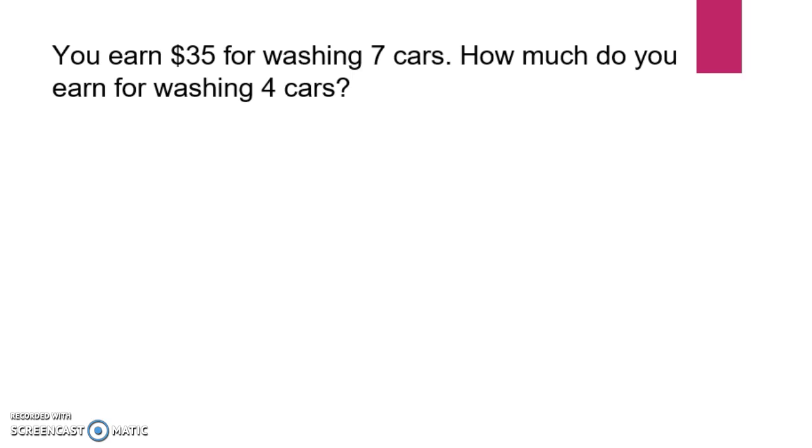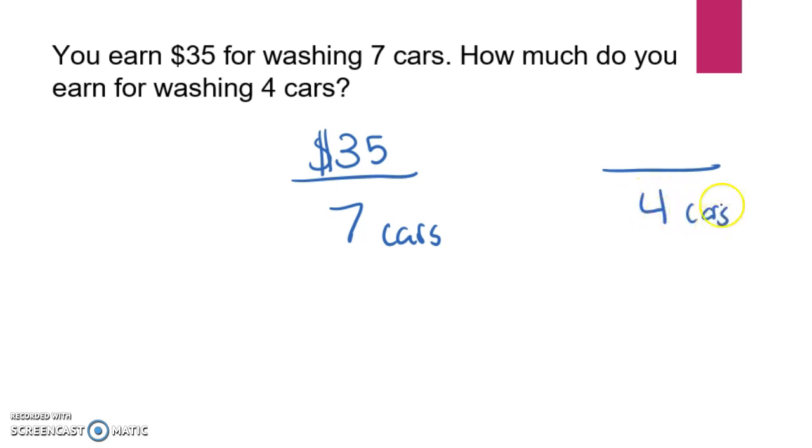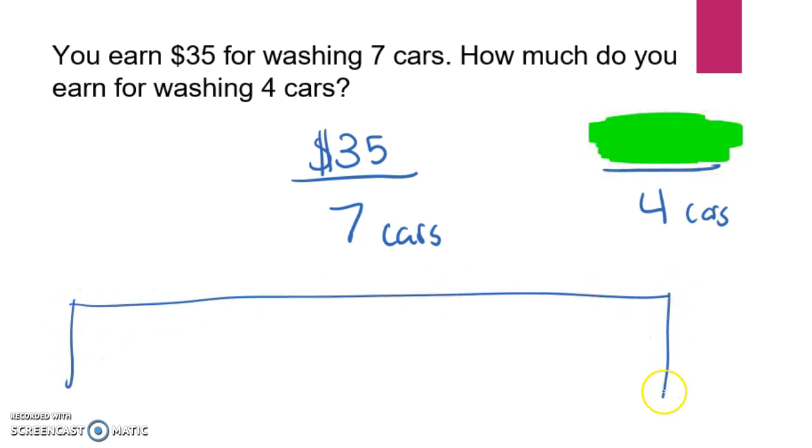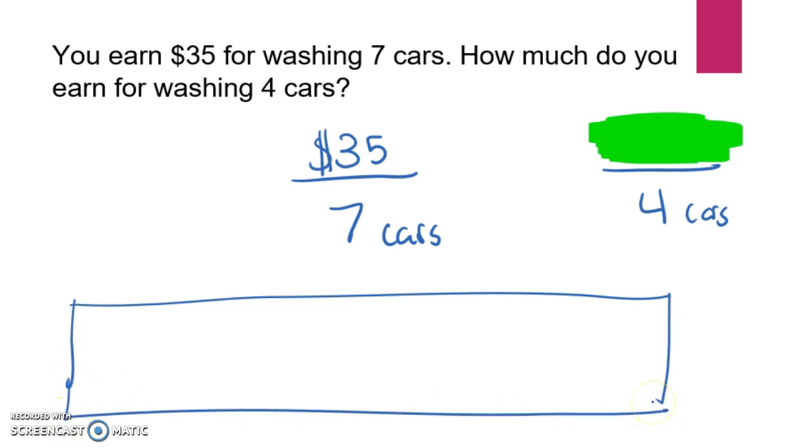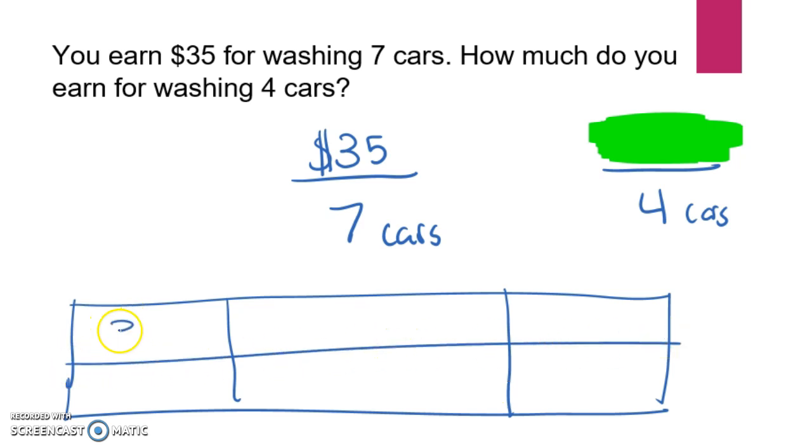For this one, it says you earn $35 for washing 7 cars. How much would you earn for washing 4 cars? So I'm going to start with my rate, $35 for 7 cars. And I want to figure out how much it would be for 4 cars. So I'm trying to figure out what is going to go up here. For this one, you can do a couple different ways. I'm actually going to draw a table. So here's $35, 7 cars. I want to know 4 cars.